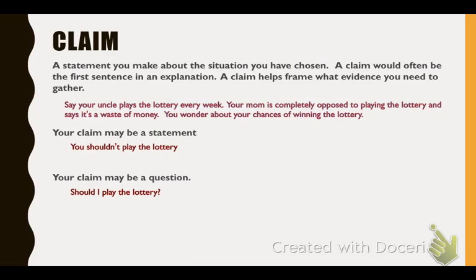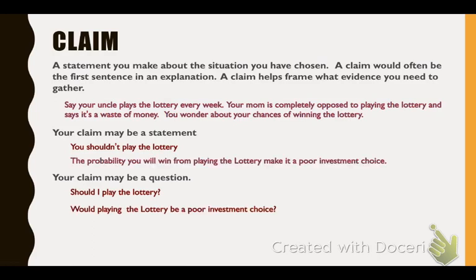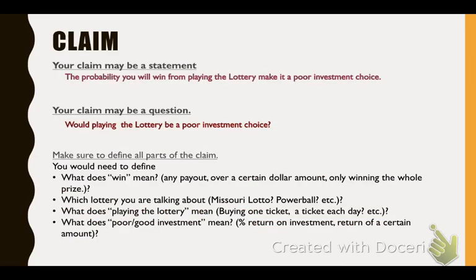Well, these are both claims, but you have to be careful when you're making a claim because it has to be specific enough to where you can gather information about it and defined enough so you have a direction to go with this. So maybe if you were trying to get a little more specific, you might say the probability you will win from playing the lottery makes it a poor investment choice. Or you might frame that as a question, would playing the lottery be a poor investment choice? Again, remember that your claim drives your evidence.